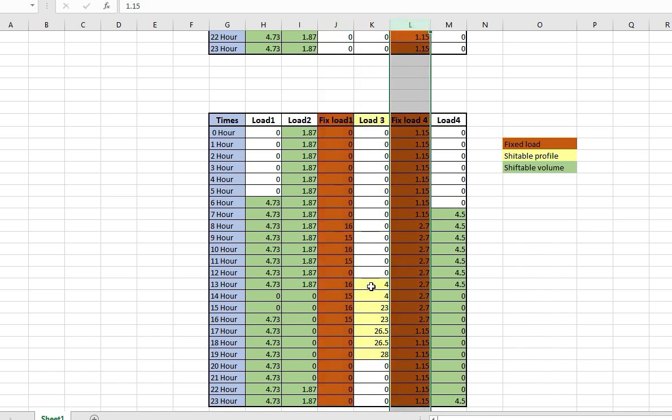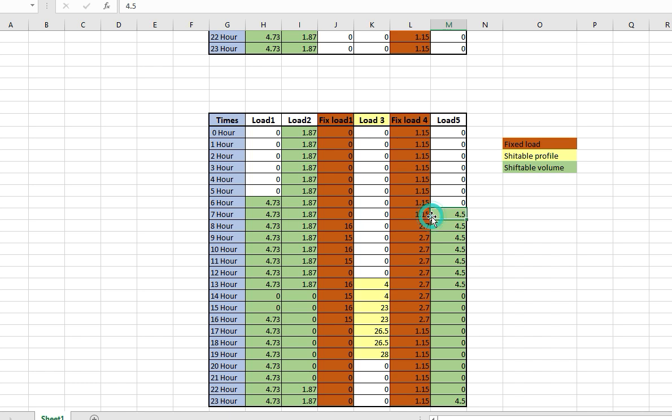Suppose my optimization algorithm tells me to start from hour 13. How will it be decided? The operational strategy is another matter. I'm just talking about how it should be implemented. So it starts from hour 13, and the whole load is shifted in the same order from hour number 13, and the remaining is load 1, load 2 and load 4. Again, this will be load 5.